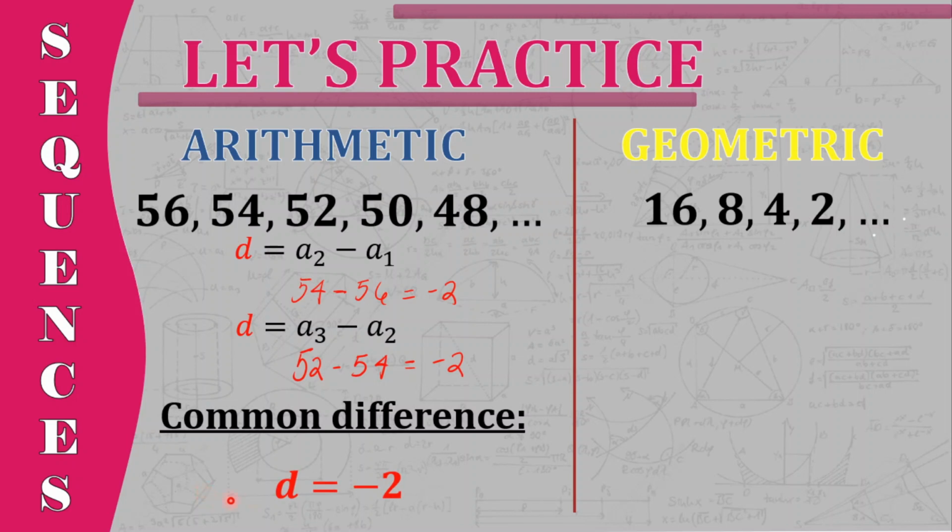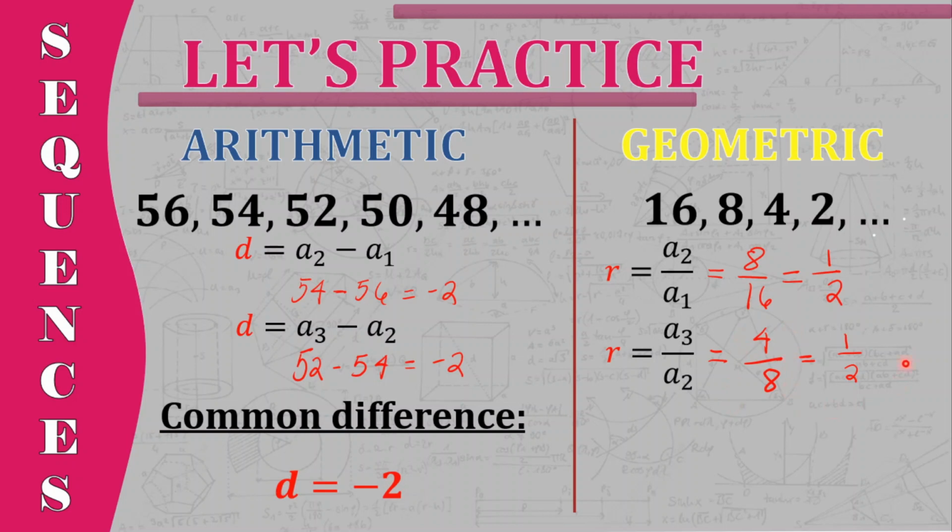Let's solve the common ratio using the formula a sub 2 over a sub 1. A sub 2 is 8 and a sub 1 is 16. 8 over 16 is 1 half. Now let's check using the formula a sub 3 over a sub 2. A sub 3 is 4 and a sub 2 is 8. 4 over 8 is 1 half. Therefore, we can conclude that the common ratio is 1 half. And this is how you solve the common difference and common ratio.